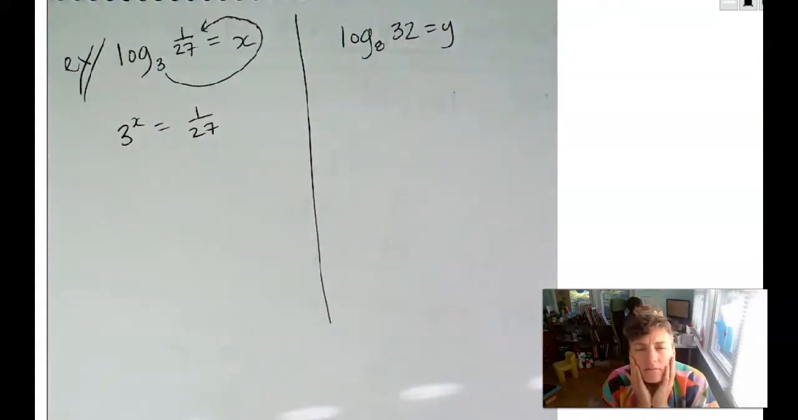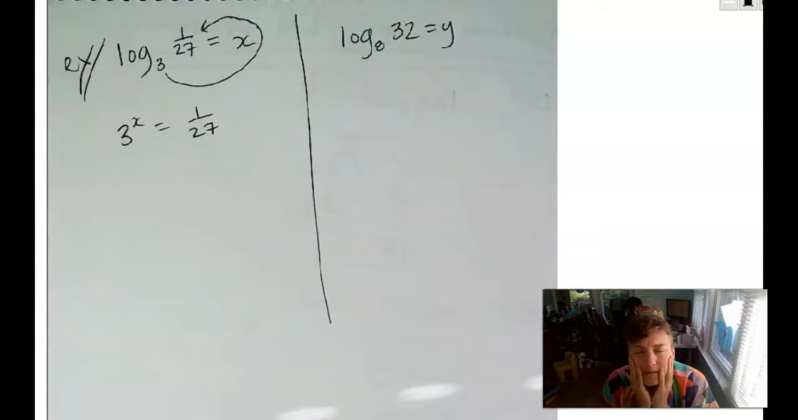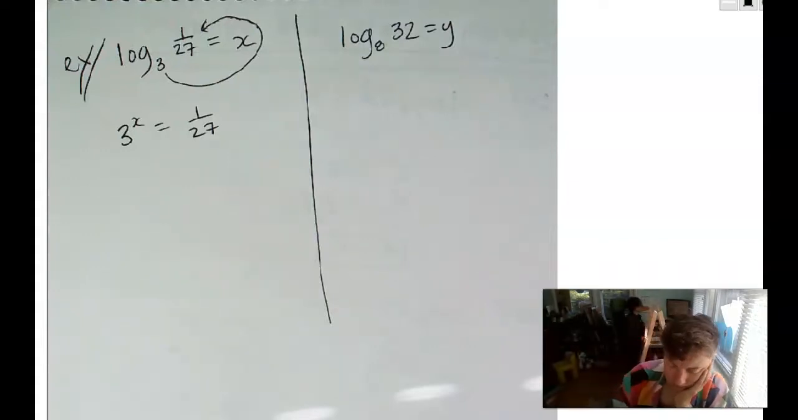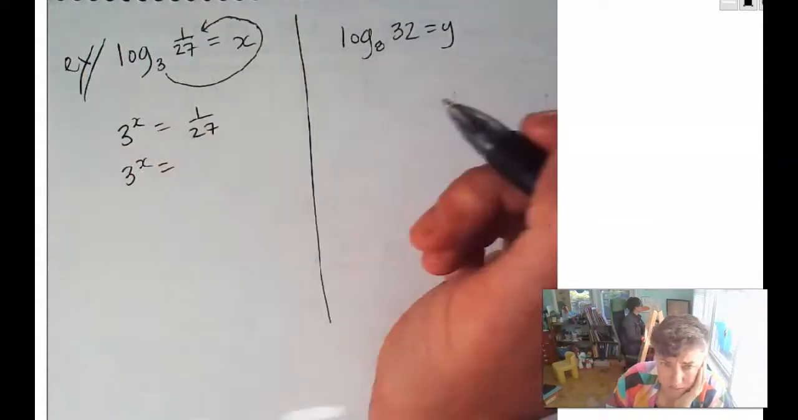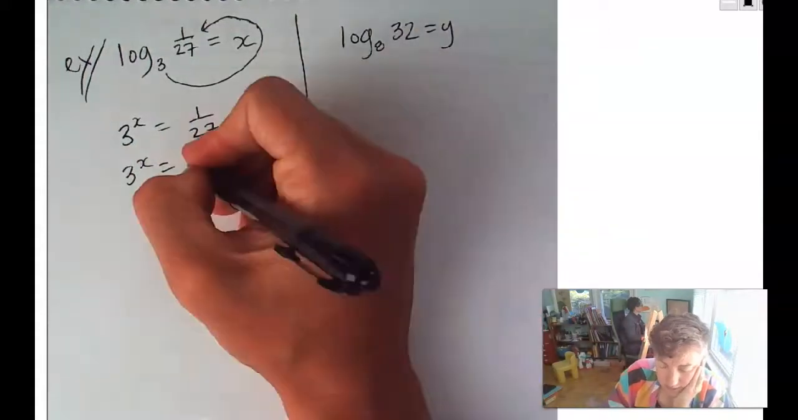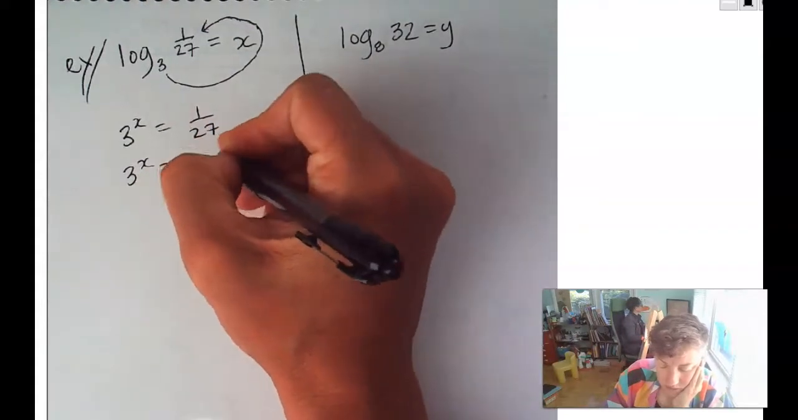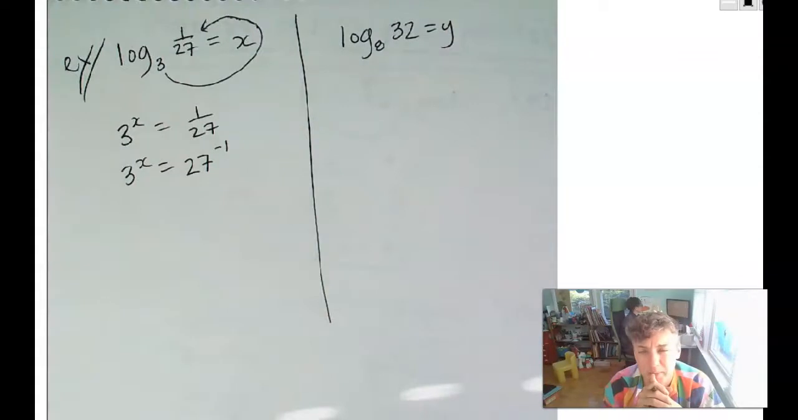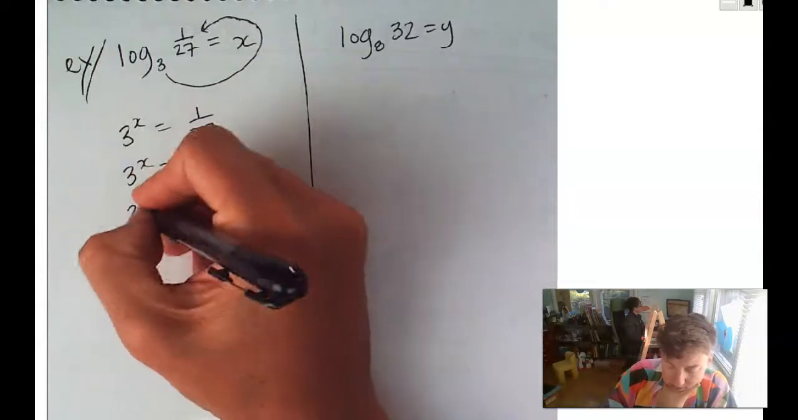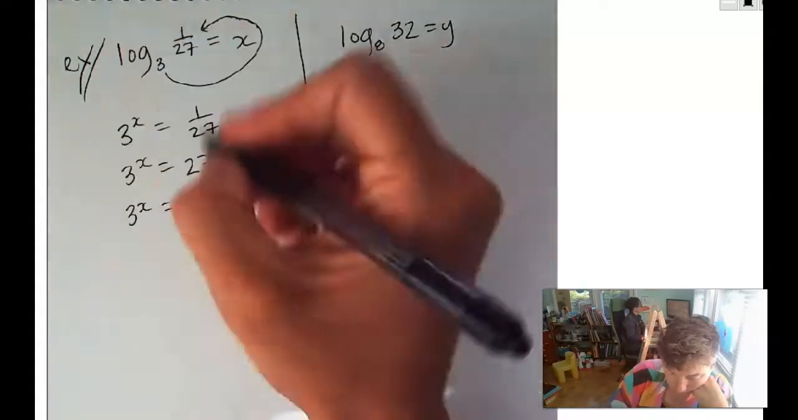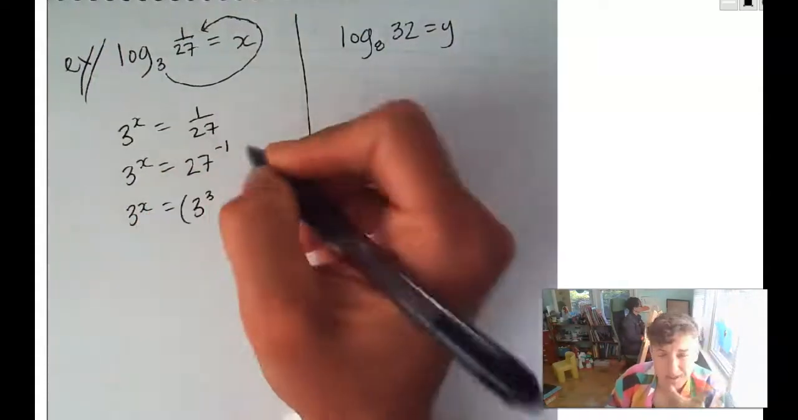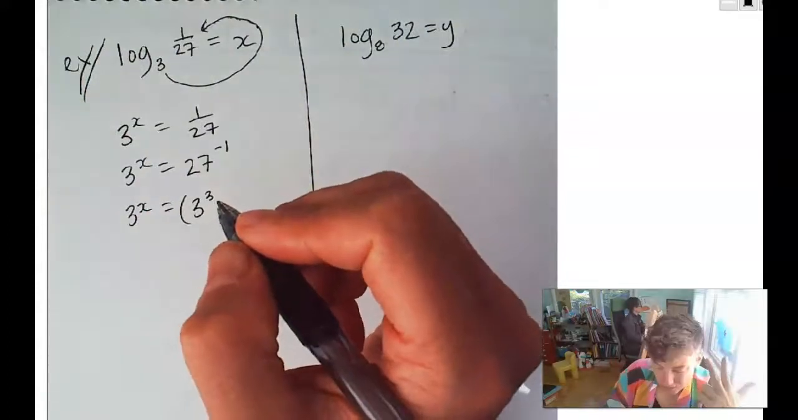You know, we totally can solve this. Totally can happen. Because 1 over 27 is the same thing as 27 to the negative 1 power. And 27 is also 3 cubed. 3 cubed. 3 times 3 is 9 times 3 is 27.